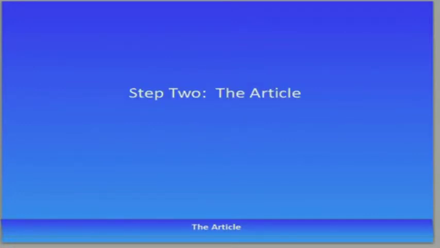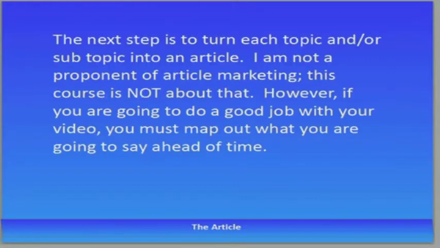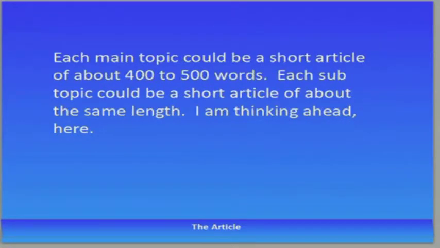Step 2 is the article. The next step is to turn each topic and or subtopic into an article. I'm not a proponent of article marketing. This course is not about that. However, if you're going to do a good job with your video, you must map out what you're going to say ahead of time. Each main topic could be a short article of about 400 to 500 words. Each subtopic could be a short article of about the same length.